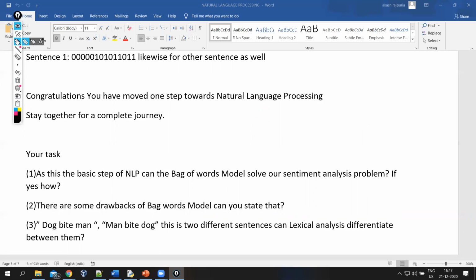So this is the first step. In short, this is the first step to NLP. Now you have done the first step, that is, making a machine understand natural language, that is text. We have seen the first step, that is the bag of words model.